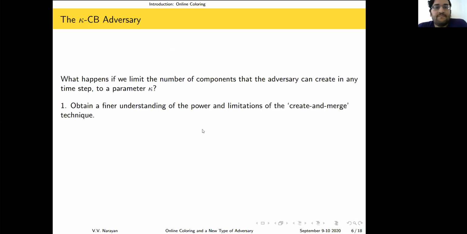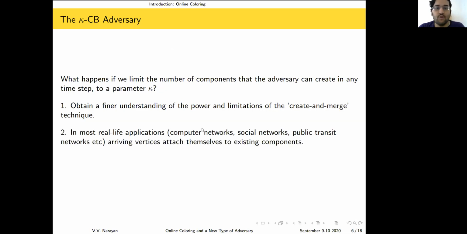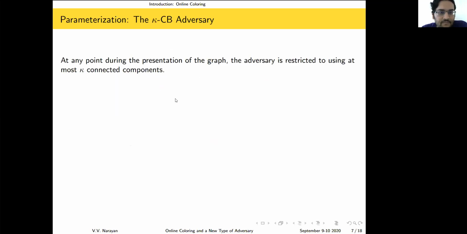much broader application. Because in most real-life applications of online graphs, such as computer networks, social networks, public transit networks, etc., arriving vertices attach themselves to existing components. So it turns out that in the online presentation order, there are very few connected components at any point in time. So this does help us to analyze algorithms more usefully in the real-world context. And also, it's an early step towards parameterization for online algorithms. While parameterization is highly successful in the offline world, there's very little systematic approach towards parameterization for online algorithms. So with this parameter kappa, we're trying to change that.